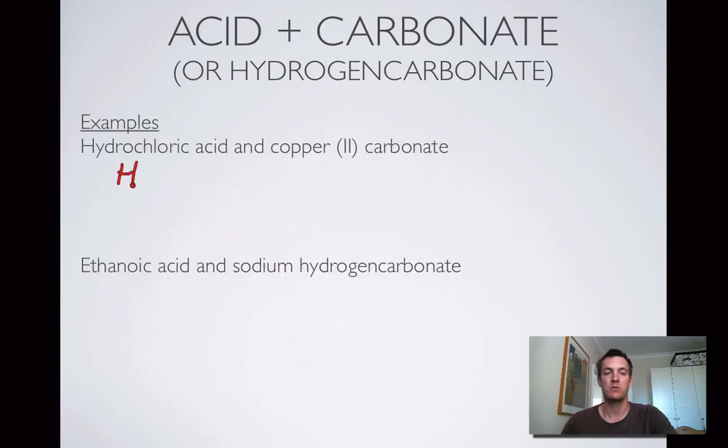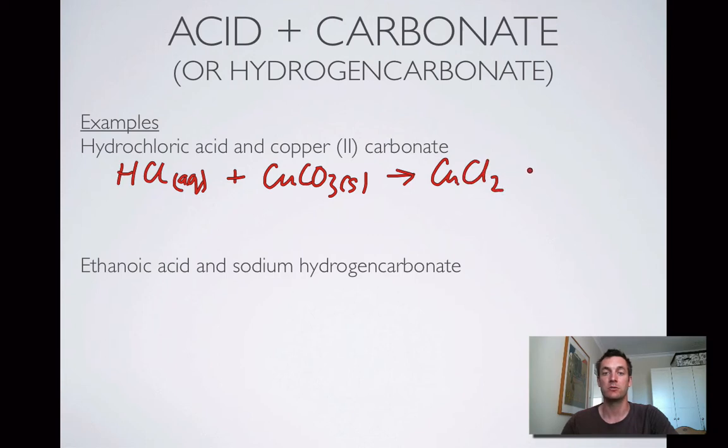Hydrochloric acid, remember, is strong. We're going to show that as ions in our equation because it splits up. It's a strong acid. Copper carbonate is insoluble. You can check that on your data sheet, so this is going to be a solid. What's it going to make? Well, it's going to make copper chloride. Copper is a 2+ ion, so it's going to be CuCl2, and water and carbon dioxide. Carbon dioxide is a gas. Water is a liquid. We don't write them as ions.